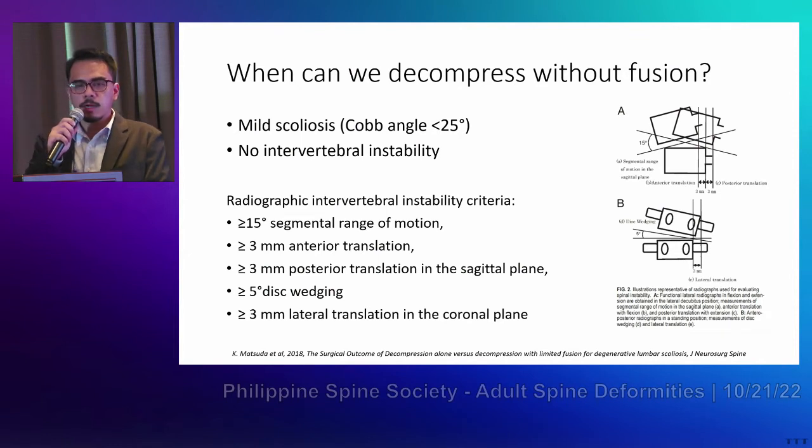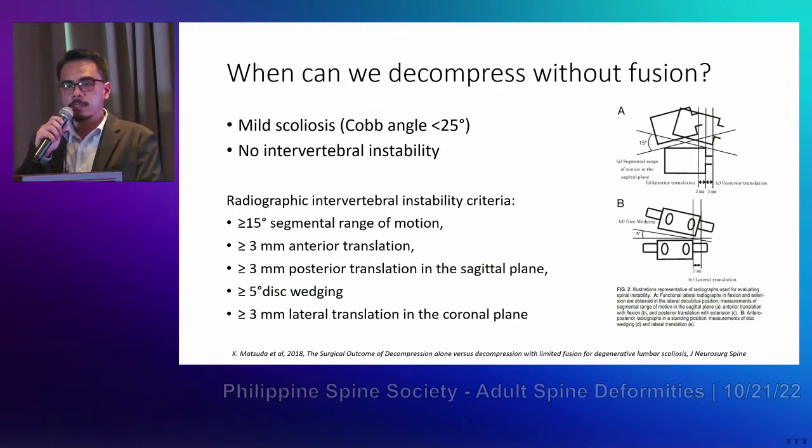The following radiographic parameters are the criteria for instability. And the presence of more than 3 means that there's a potentially unstable spine, and it may be better to perform a fusion in these cases. However, in the absence of instability, decompression alone is a good option.